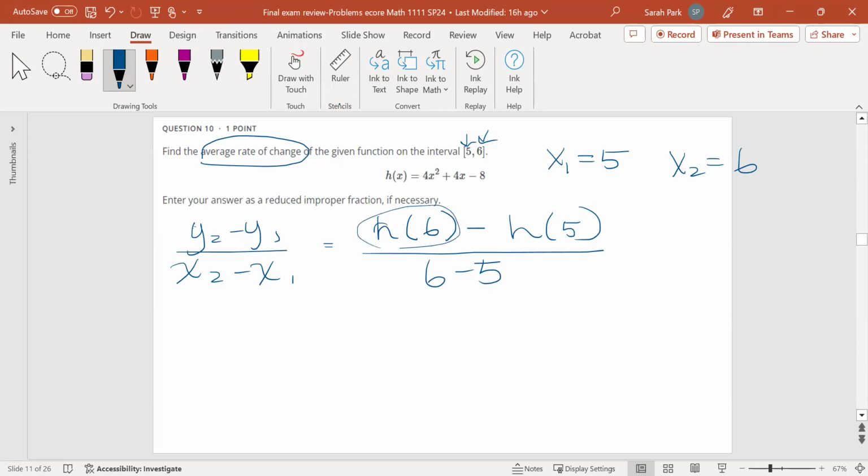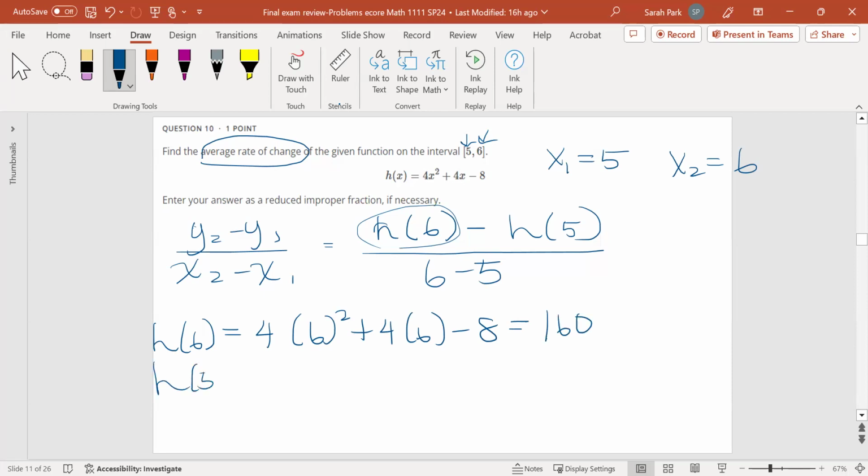So we need to calculate h of 6 first. That's our y2 value, or second y value. And I'll do this on the side. If we have h of 6, we're going to plug it into the function: 4 times 6 squared plus 4 times 6 minus 8. And I'm just going to calculate that using my calculator, and we get 160. We have h of 5 is 4 times 5 squared plus 4 times 5 minus 8. If I calculate that, that's going to give us 112.